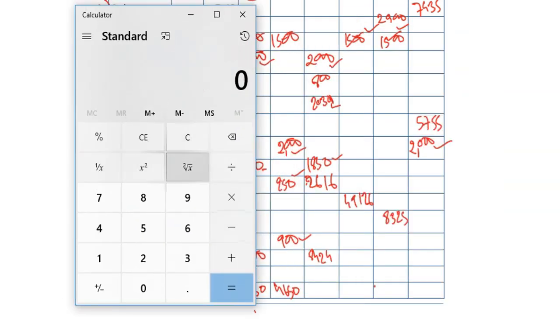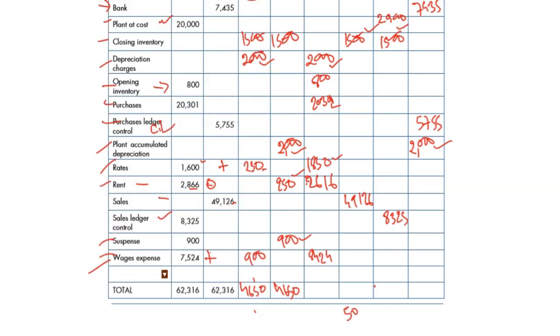On the credit side we have 1500 plus sales, 49126. How much? 50,626. I'm writing it here: 50,626. We have only two items, one is closing inventory and one is sales. The rest of the items are on the debit side.